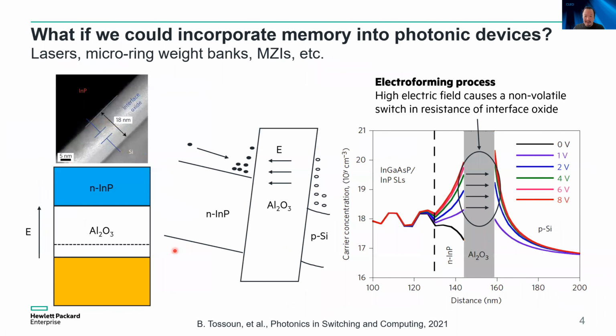As you saw in the previous slide, at the heart of wavelength tuning in our devices is this intermediate oxide layer between the III-V and silicon, shown here in this TEM image. The oxide we typically use is aluminum oxide or hafnium dioxide, or a combination of both. Now, what if we can actually somehow incorporate memory into our photonic devices? As it turns out, through an electroforming process, a high electric field across the oxide can cause non-volatile switching.